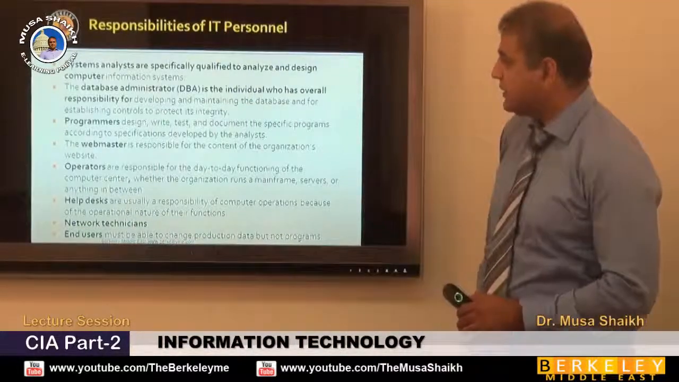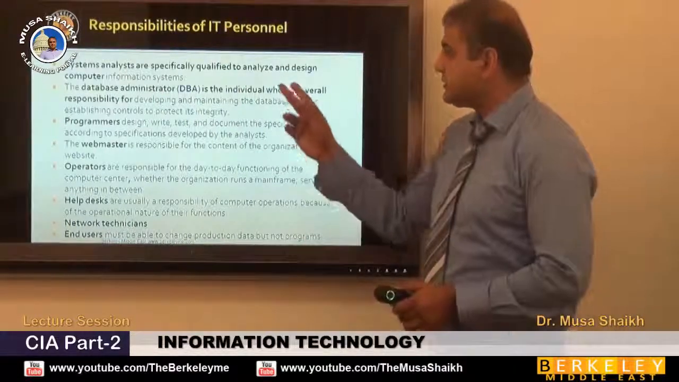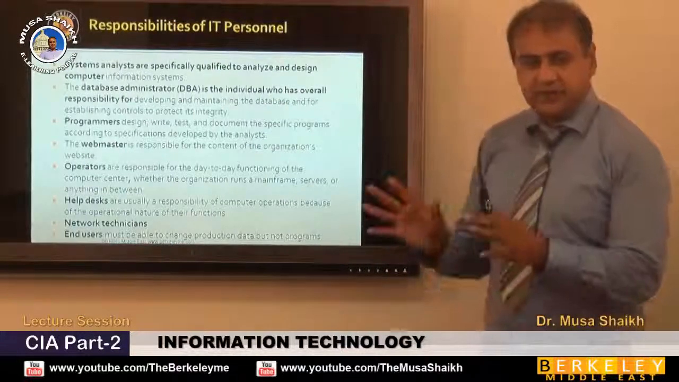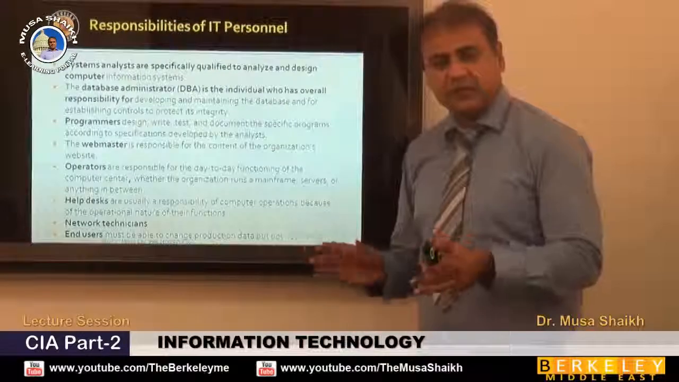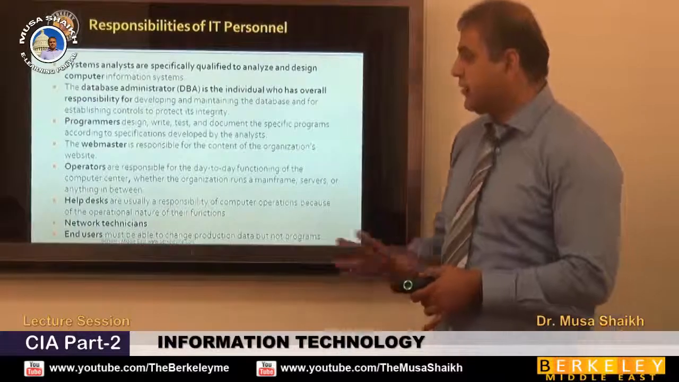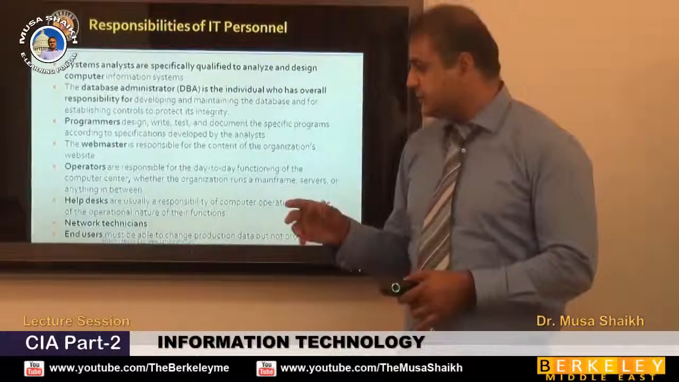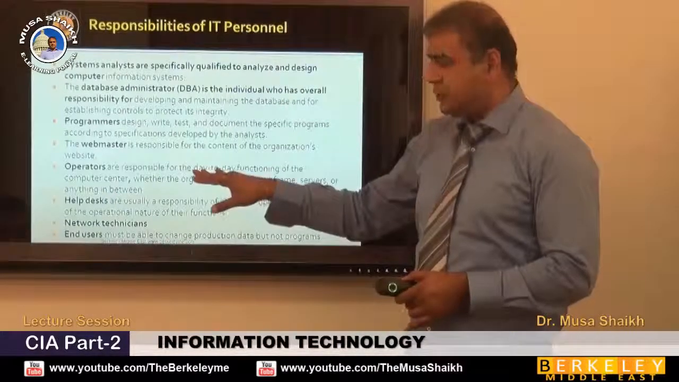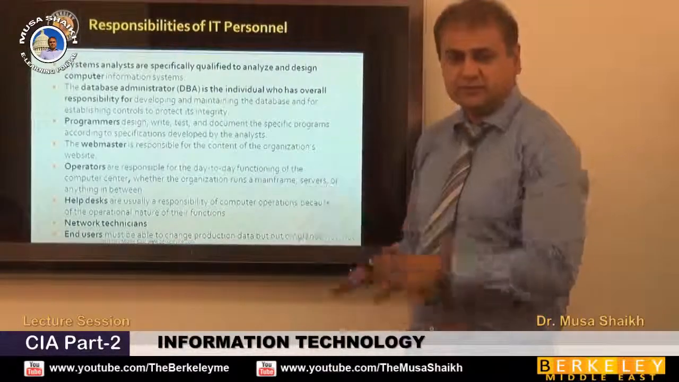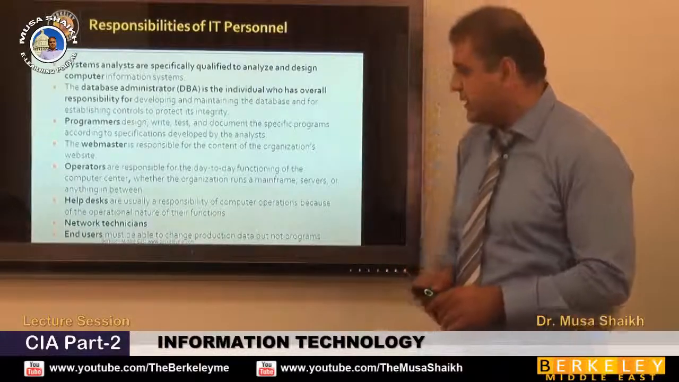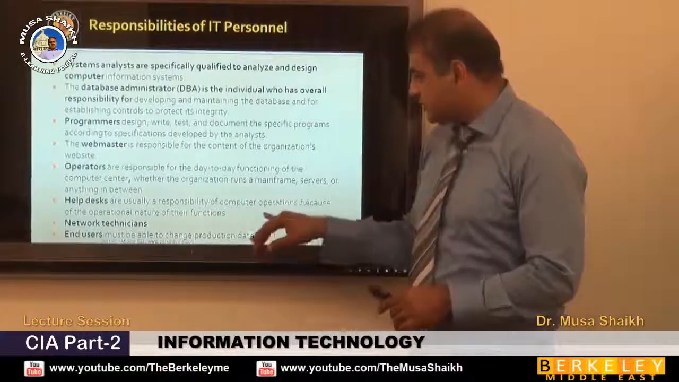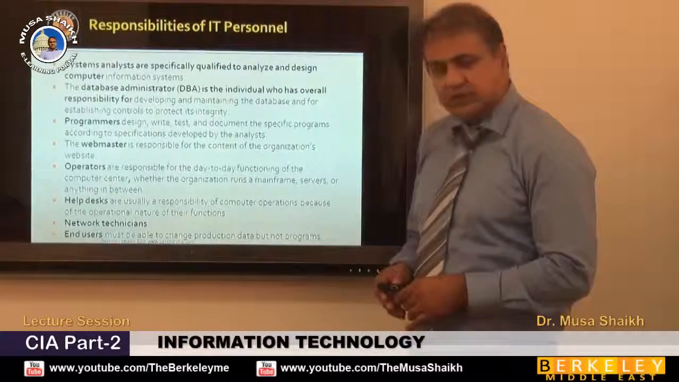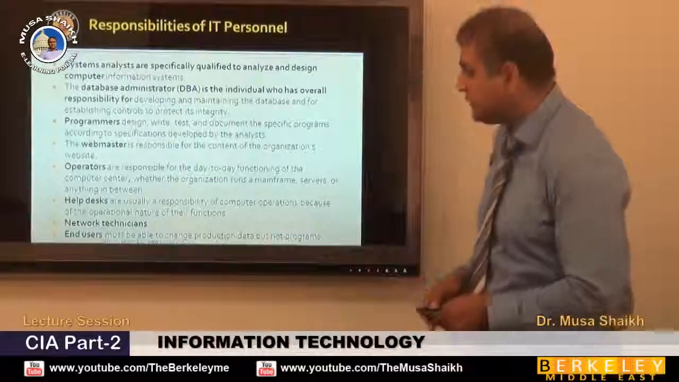That's why the computer analyst: what is a computer analyst? He analyzes the information needs. The DBA, database administrator, creates the database, information, tables, and fields for you. The programmer makes the program and designs. The webmaster takes care of the content of your website. Operators are the users, like call center operators. Help desks are usually a responsibility of computer operations. Network technicians are for networking, and users are the final users. These are different designations.